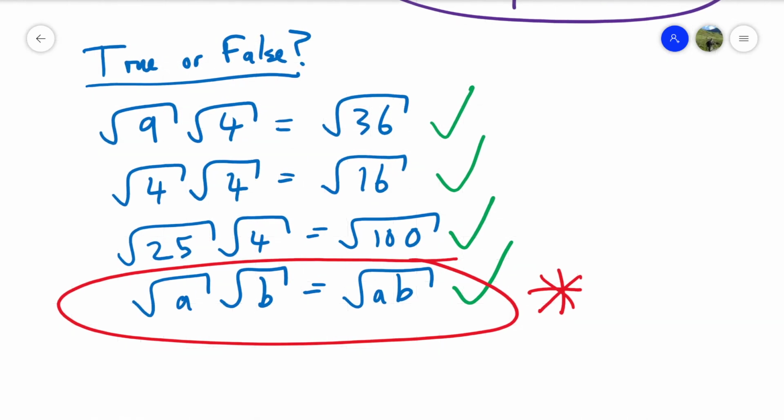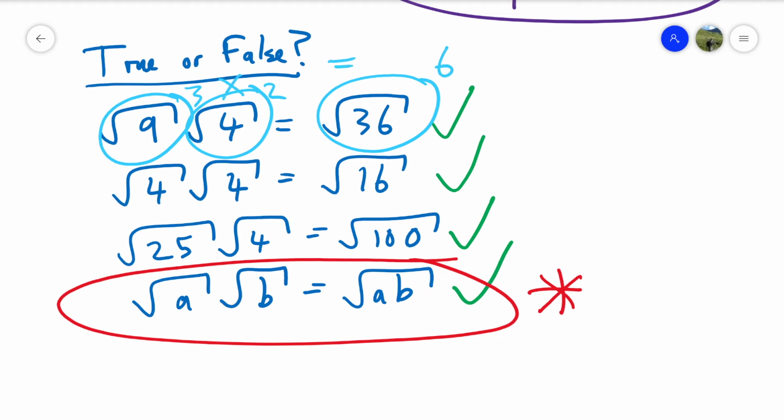I'd just like to do a little mini proof. What's the square root of 9? 3. What's the square root of 4? 2. What's the square root of 36? 6. Oh look, 3 times 2 is 6. So that one works. What's the square root of 4? 2. What's the square root of 16? 4. Oh look, 2 times 2 is 4. So that one feels alright as well.